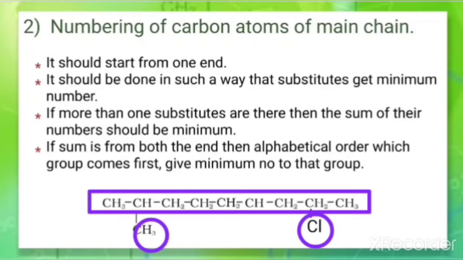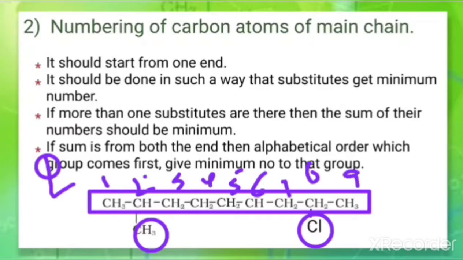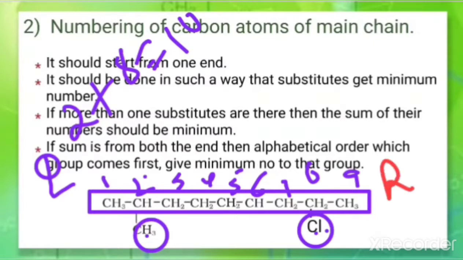In that case, when we number from the left hand side, if we number, this is the first carbon, first, second, third, 4, 5, 6, 7, 8, 9. A 9 carbon chain. So what is the position for the methyl group? That is 2. The position for the chloro group is 8. So 2 plus 8, 10. In the same way, when you count from the other side, what will be the position for the chloro group? This is on the second carbon. So 2 plus, and this methyl will be on the 8th position. So the sum is equal to 10.